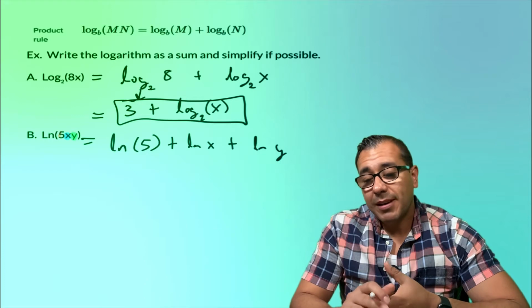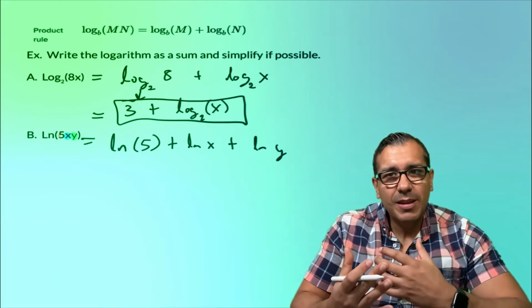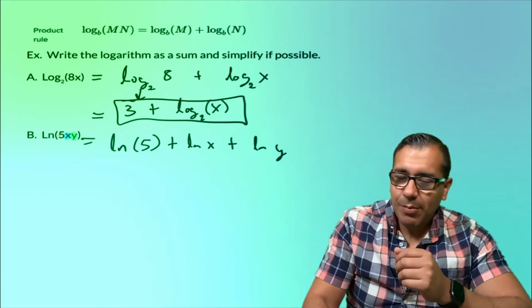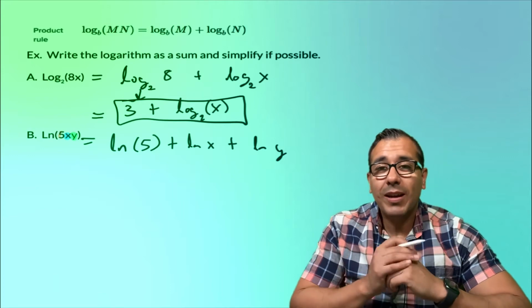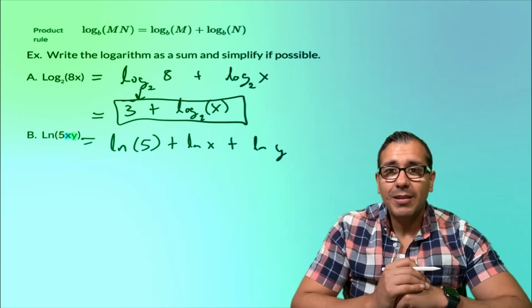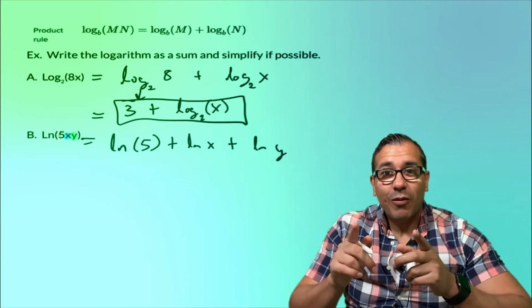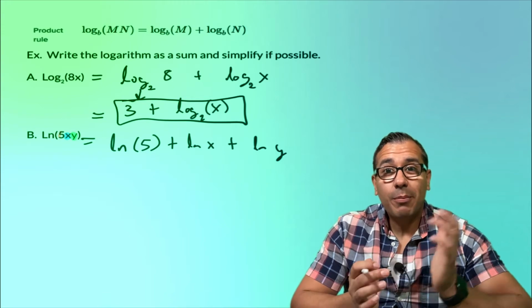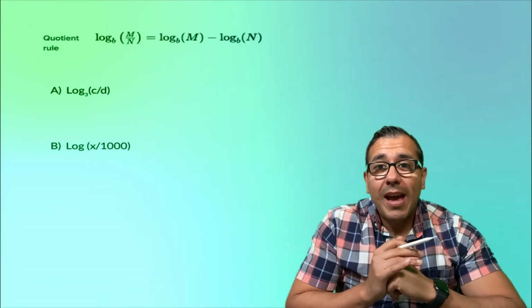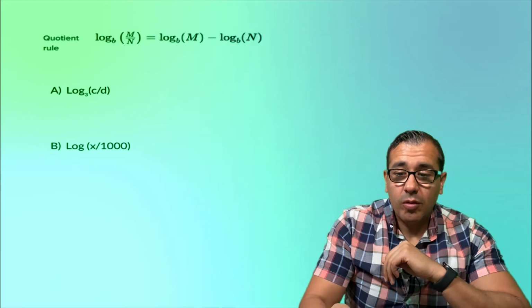If you want to plug the natural log of 5 into the calculator and get a decimal, that's okay, but I'm just going to leave this answer the way it is. It's beautiful the way it is. If we're good, follow me to our next property, the quotient rule.